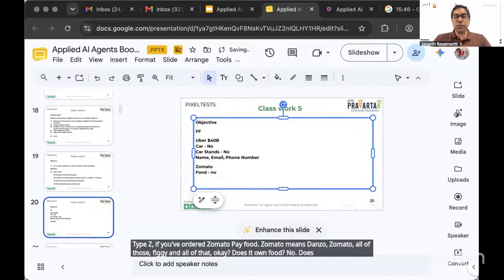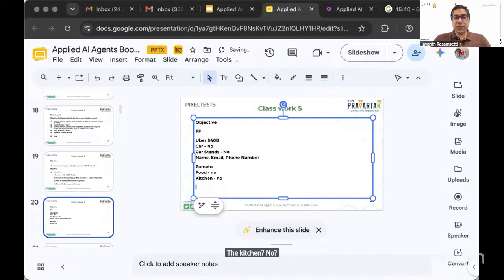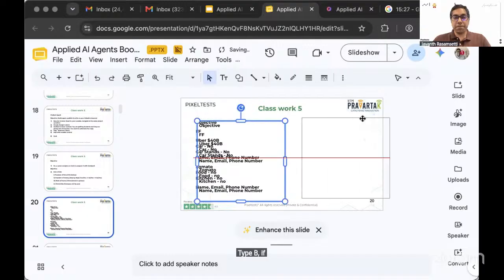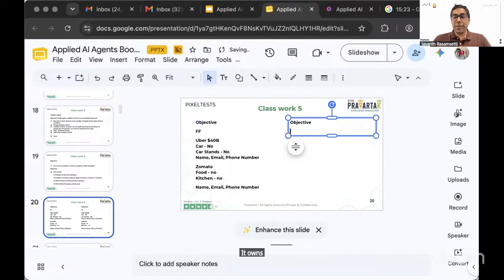Does it own the kitchen? No. What does it own? Name, email, phone number. Okay. Type B if it was a bulb on moment for you. It owns your name, email, and phone number, right? When you have ordered, when you have this one.